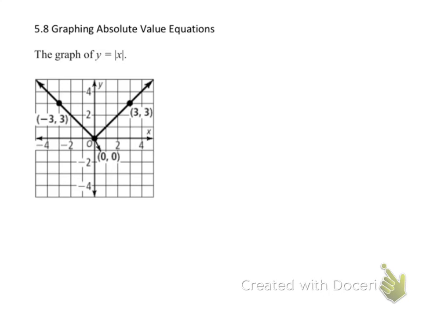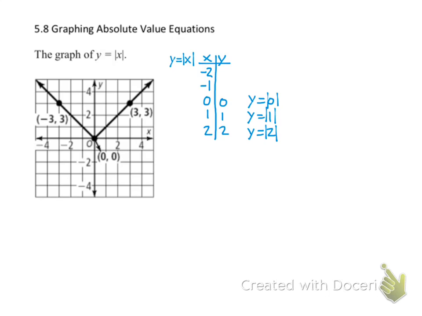Here we have the graph of y equals the absolute value of x, but I just want to confirm it with the t-table. So given y is equal to the absolute value of x, we have x and y, and we want to plug in -2, -1, 0, 1, and 2. First, starting off with 0, the absolute value of 0 is 0. The absolute value of 1 is 1. The absolute value of 2 is 2. On the negative side, we have the absolute value of -1 is positive 1, and the absolute value of -2 is 2.